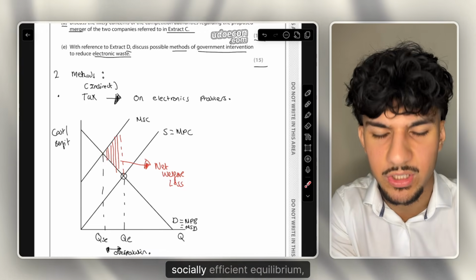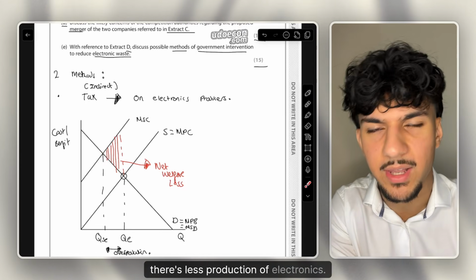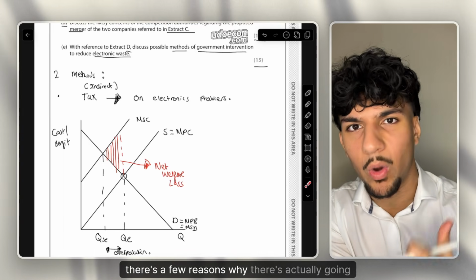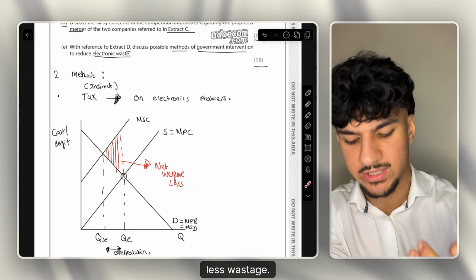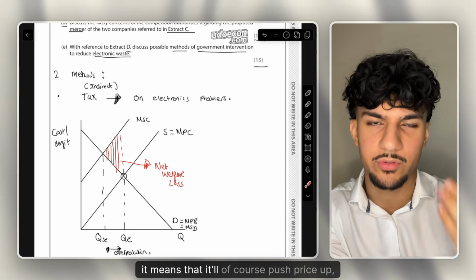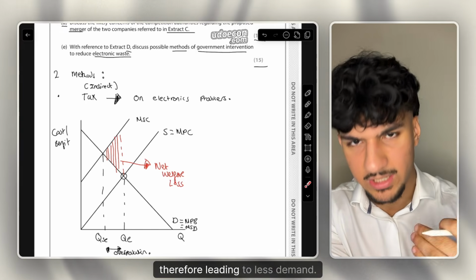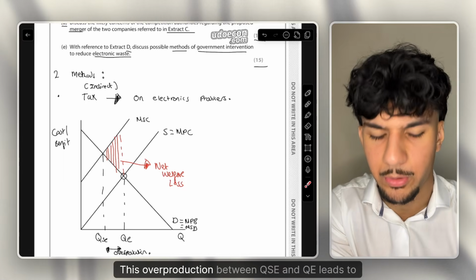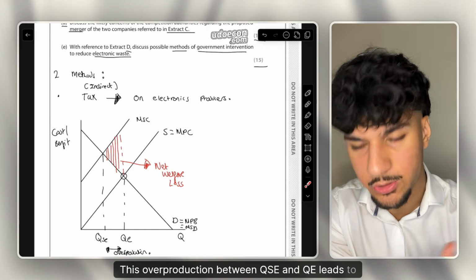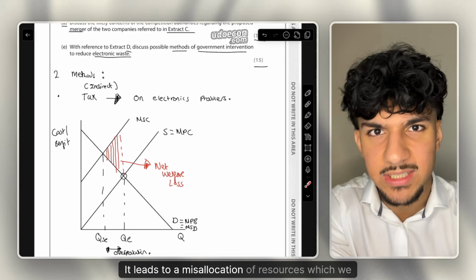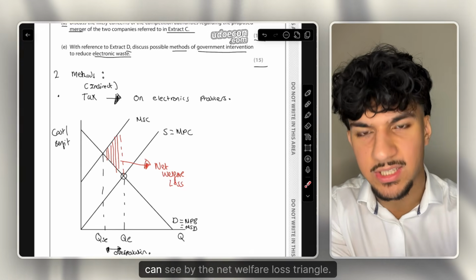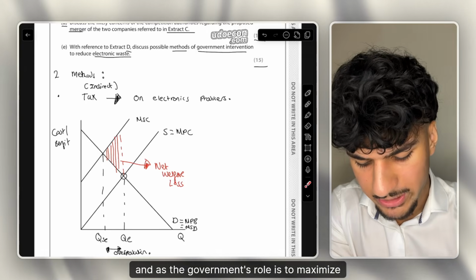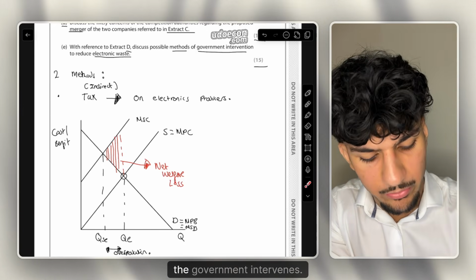Why? Since at the socially efficient equilibrium, there's less production of electronics, thus like I explained to you before, there's a few reasons why there's actually going to be less wastage. If they're producing less, it means that it'll of course push price up, therefore leading to less demand. Less demand leads to less wastage. This overproduction between QSE and QE leads to external costs. It leads to a misallocation of resources, which we can see by the net welfare loss triangle. And as the government's role is to maximise welfare for society, the government intervenes.